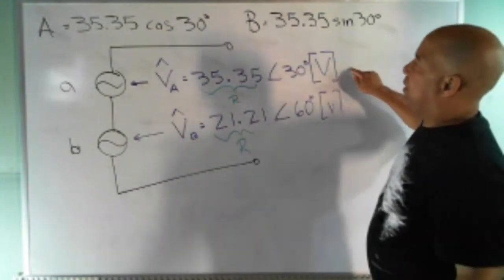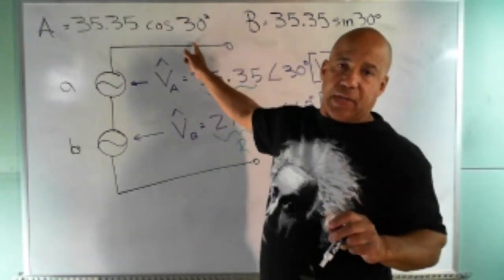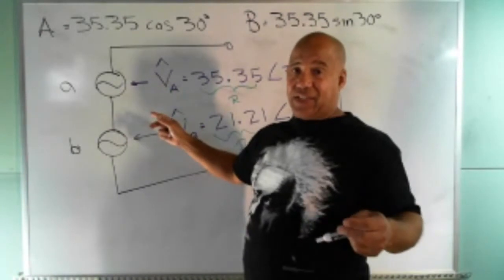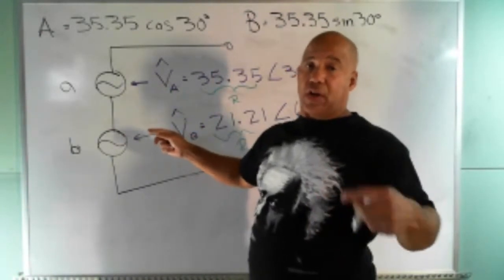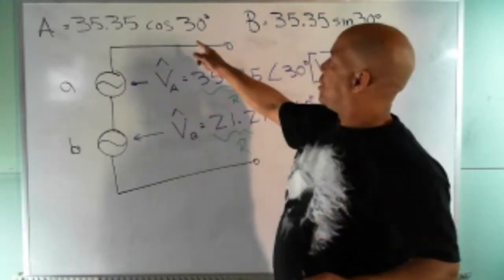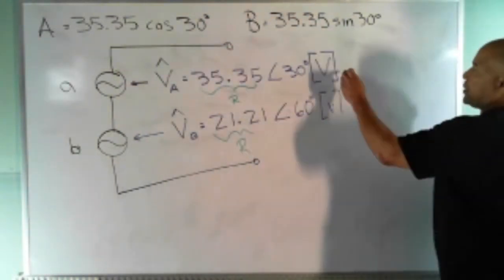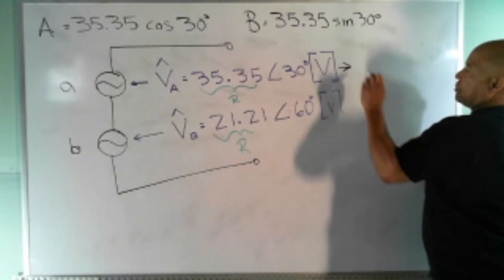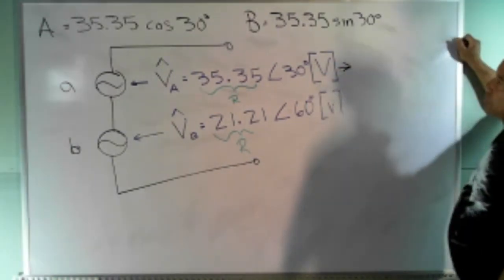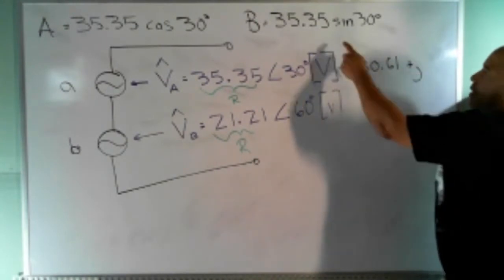Let me know what the A part is, but make sure your calculator is in degrees and not radians. The only time you should have it in radians is when you're doing the actual calculation of the instantaneous voltage or current using that time domain formula. Other than that, you're in degrees. So change it to degrees and give me cosine 30 times 35.35. That's 30.61. So 30.61 plus J, and now this one.